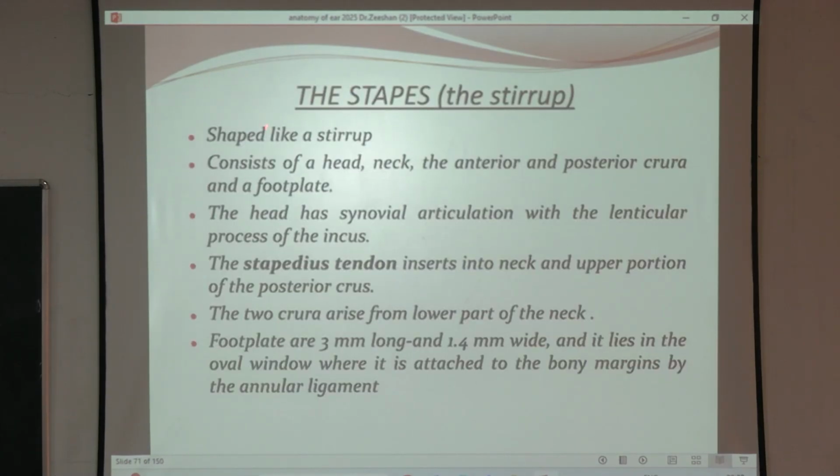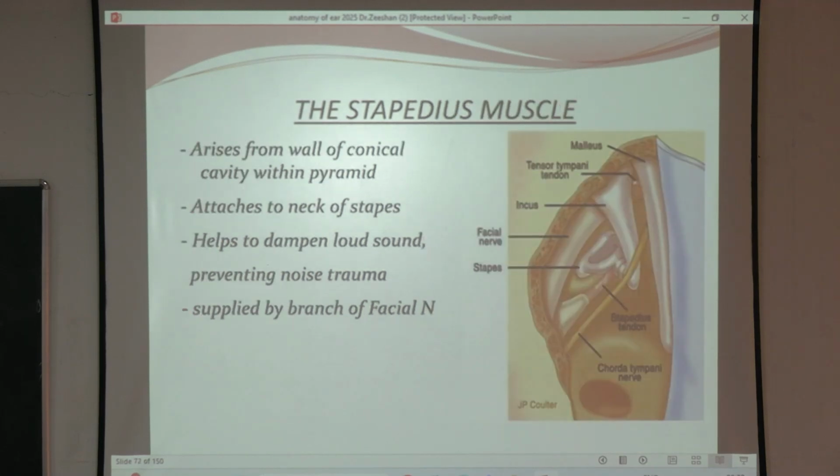Now the stapes, also called the stirrup, shaped like a stirrup. The stapes consists of a head, neck, anterior and posterior crura and a footplate. The head has a synovial articulation with the lenticular process of the incus. The stapedius tendon inserts into the neck and upper portion of the posterior crus. The two crura arise from the lower part of the neck. The footplate is 3 mm long and 1.4 mm wide over the oval window, and it is surrounded by the annular ligament.